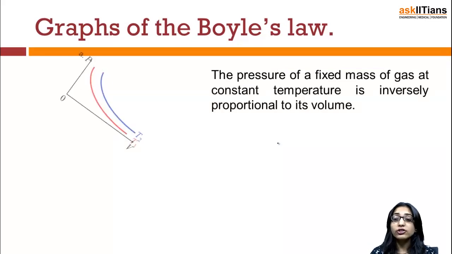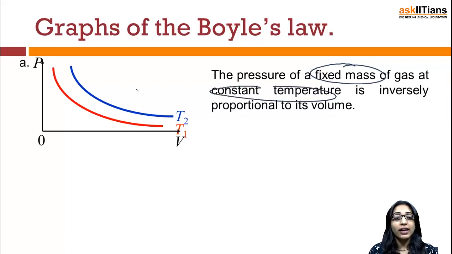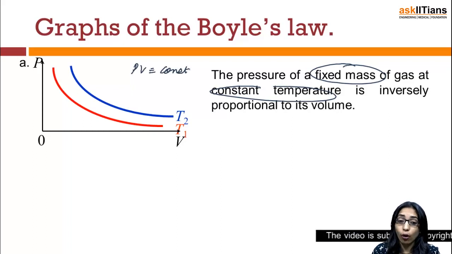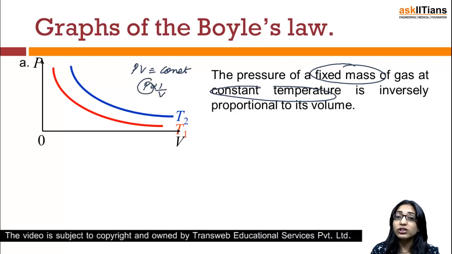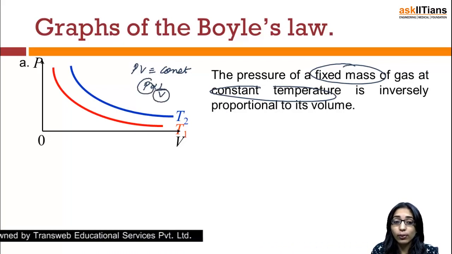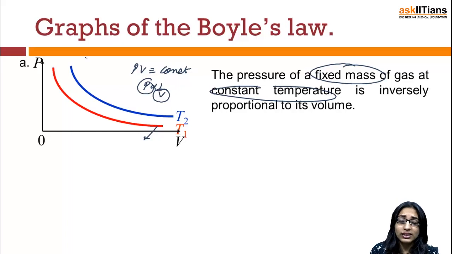So, the pressure of a fixed mass of a gas at a constant temperature is inversely proportional to its volume. So, we have to keep in mind that the gas you are taking should be fixed in mass and the temperature should also be constant. Now, since we have the curve as PV is equal to constant, or I can say P is inversely proportional to V, when pressure is high, the volume has to be low and the graph is plotted in this way. For example, this red curve indicates, let's say, some temperature T1.